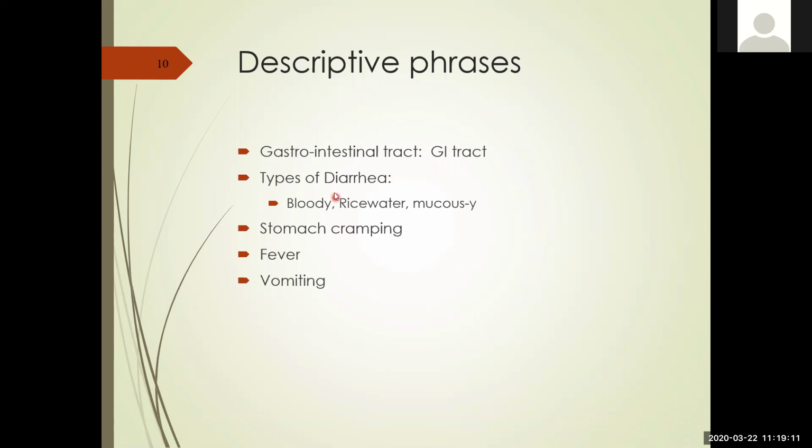And then we also have to talk about an uncomfortable subject for everybody, socially and otherwise, which is diarrhea. First of all, I keep forgetting how to spell diarrhea, so I always have to look it up, which is weird. But there are different types of diarrhea: bloody diarrhea, rice water type diarrhea, and mucousy diarrhea. And a lot of the time, you also have stomach cramping with this. It's not pleasant. And of course, fever and vomiting.